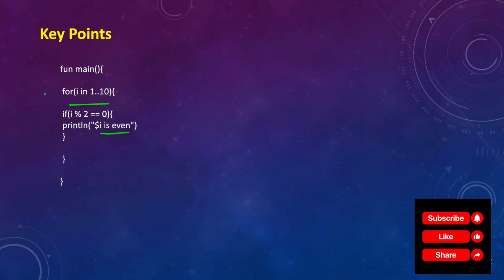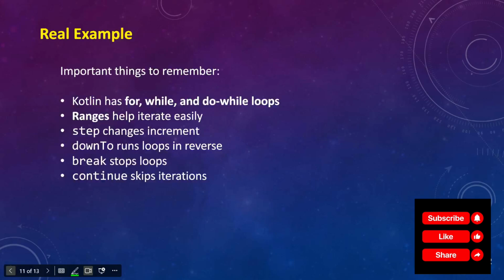So this is our today's session, and the key points are: Kotlin has for loop, while loop, and do while loop. These are the three types of loops in Kotlin. We have learned that ranges help iterate easily, steps change the increments, and downTo runs the loops in reverse order. Break stops the loops, and continue skips the iterations. So that's all about today's session, loops and ranges in Kotlin, right?